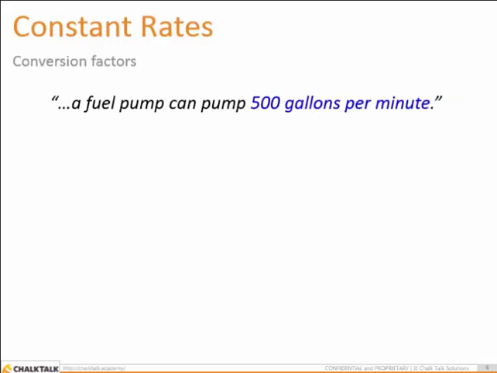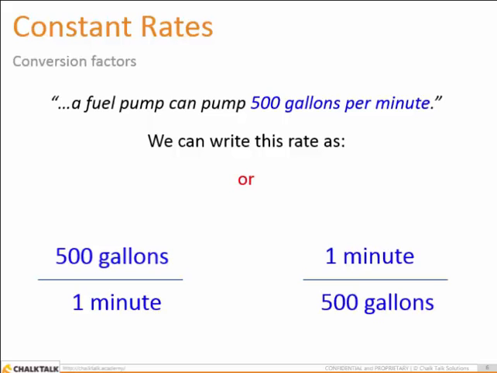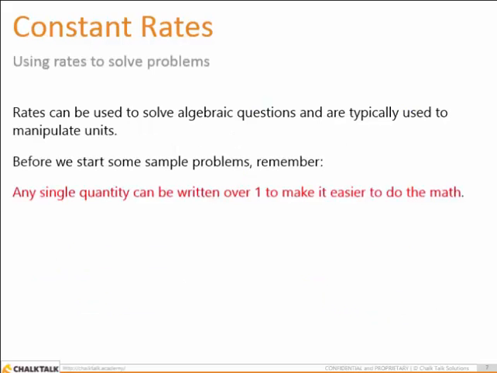Rates with different types of units can be used as conversion factors too. For example, gallons and minutes are two different types of units, one for volume and one for time. But we can use 500 gallons per minute as a conversion factor too. Rates can be used to solve algebraic questions and are typically used to manipulate units.